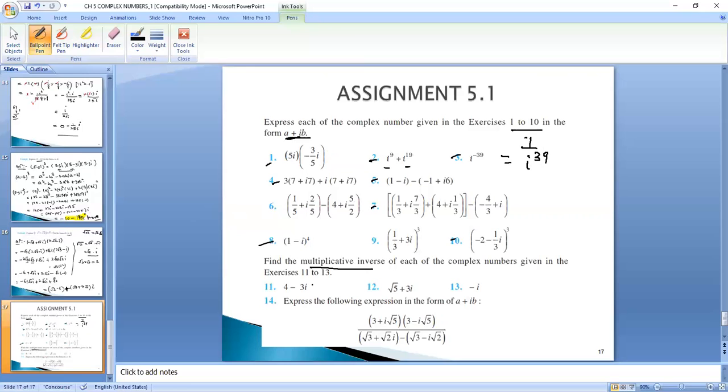Then multiplicative inverse we have not done. You don't do question 11, 12, 13 and 14 also. We have not done this type of question. So up to 10 you will solve and complete this assignment.